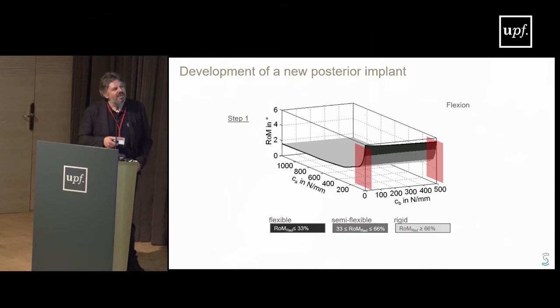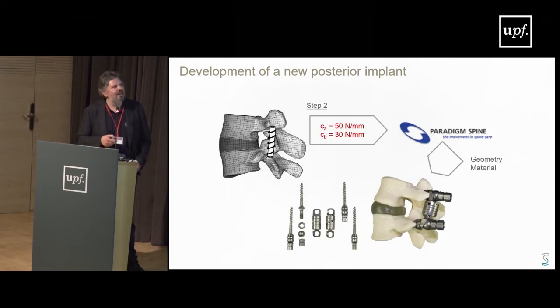But if we want to be really effective in, let's say, reducing the range of motion by half, we have a relatively narrow range of values that really allow us to control the range of motion of the spine. Because if we increase the axial stiffness a bit more, then basically the range of motion becomes very small. So at the end of the day, we took out a couple of parameters, and we gave them to the company.